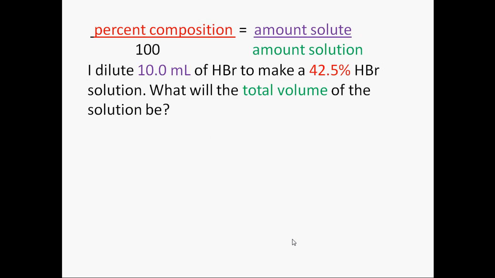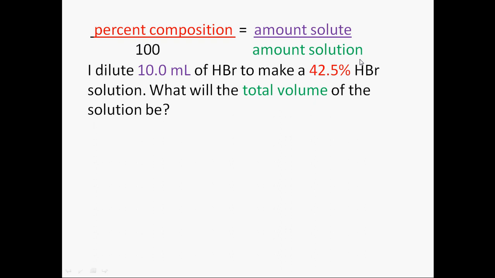I take 10.0 milliliters of hydrogen bromide to make a 42.5% hydrogen bromide solution. I want to figure out the total volume of my whole solution. The hydrogen bromide, if you notice, is my solute. It's the thing that I am diluting to make a solution. At this point, I know my percent composition, 42.5. I know the amount of solute that I've used, which is 10 milliliters. I'm trying to figure out the total volume of my whole solution.